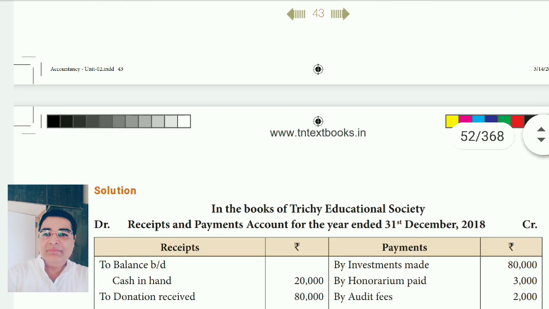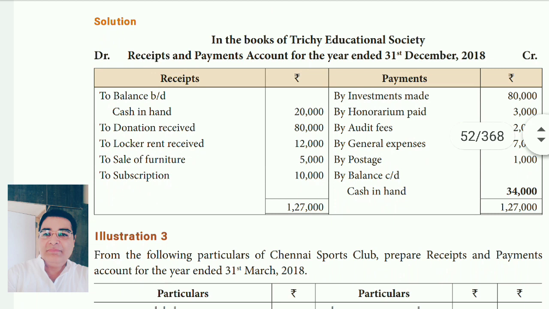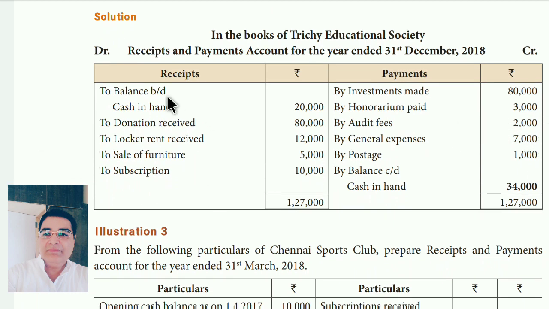Now see here in your answer, debit side, To balance brought down, cash in hand rupees 20,000. As I already told, whenever you are preparing receipts and payment, you have to write in double side, means take a double page in a ledger sheet. Left hand side receipt, outer column rupees, right hand side of your page payment in particular column and outer column rupees, so that the answer will be very clear and you can do the sum very easily.